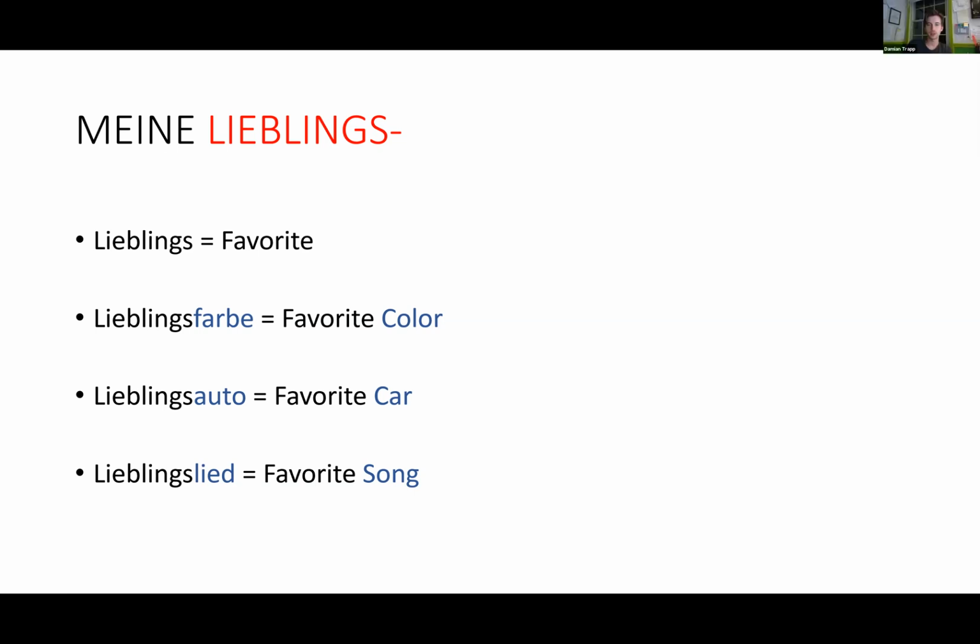So in German, saying Lieblings and then the thing that you're calling the favorite, putting them together into one word, is how you say your favorite thing. So favorite color is Lieblingsfarbe.